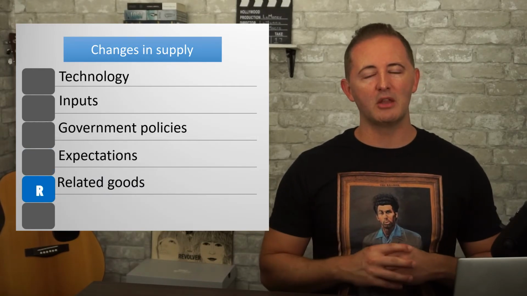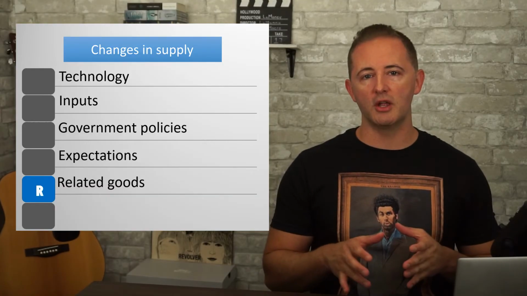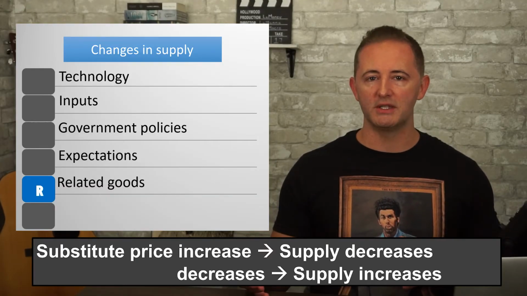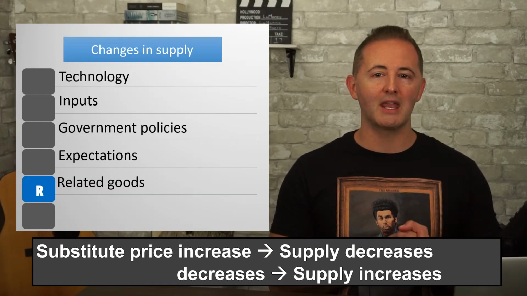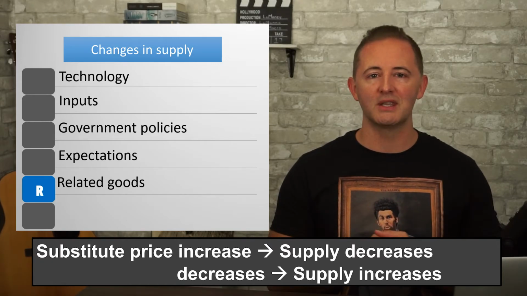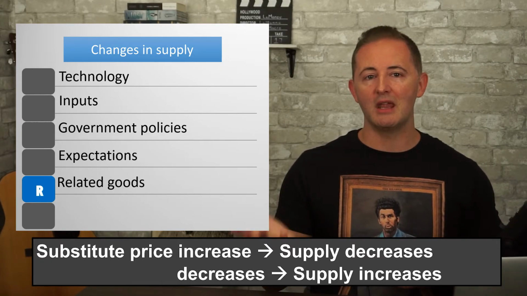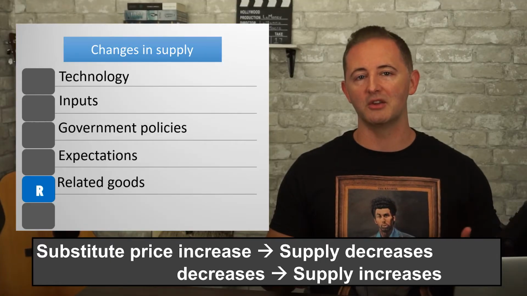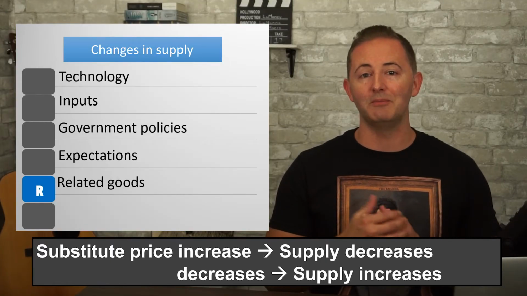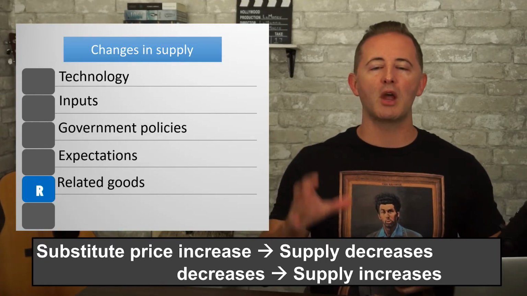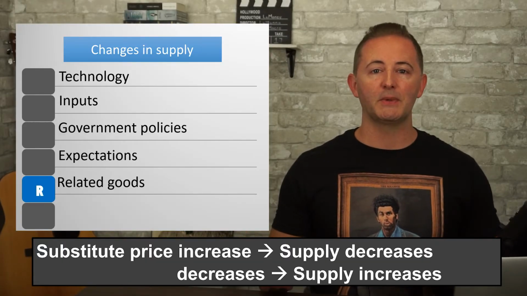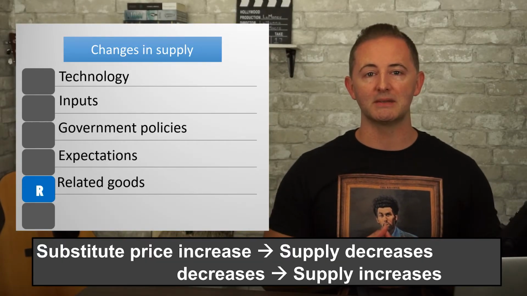And next is changes in the price of related goods. This is the most complicated one. Substitutes are two goods that can be made using the same inputs. For example, if I have potatoes, I can make either baked or mashed potatoes. If the price increases for baked potatoes, I'll supply fewer mashed potatoes because I can make more money selling baked potatoes. So if the price of a substitute rises, the supply of the other good decreases.